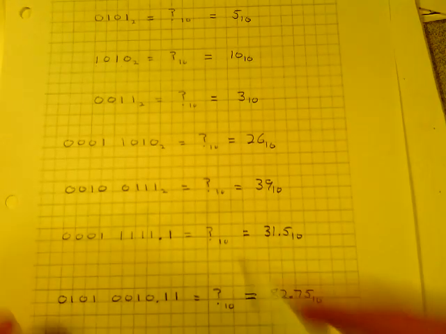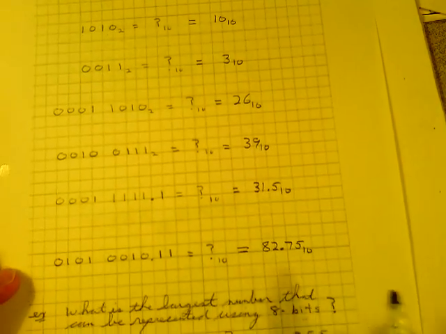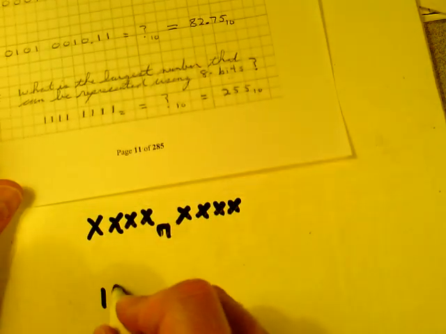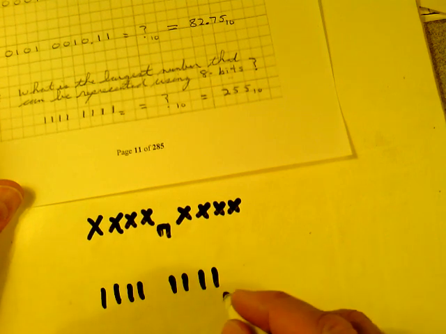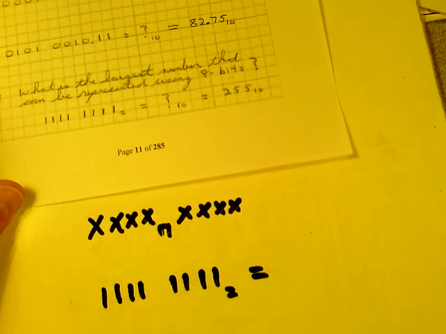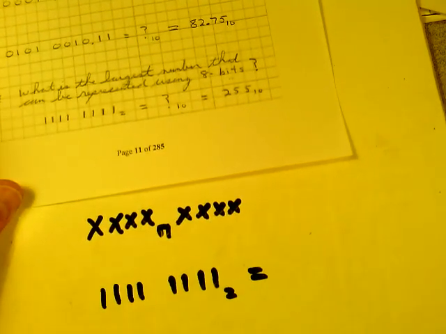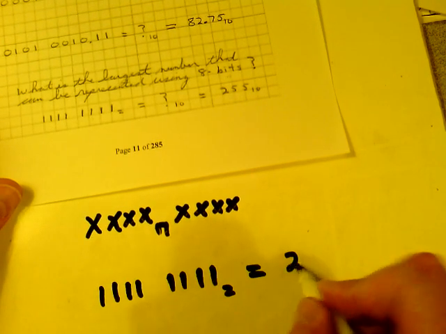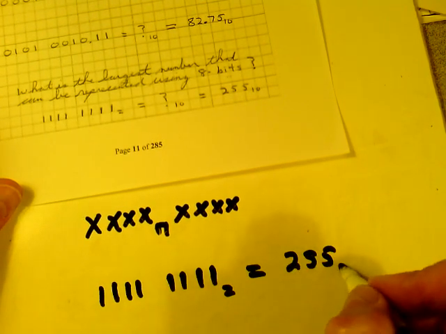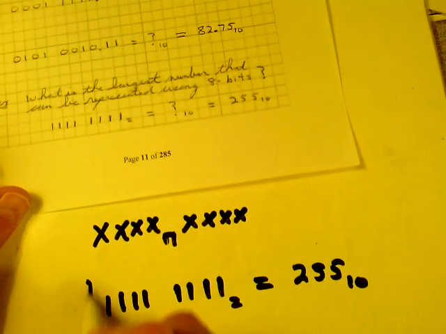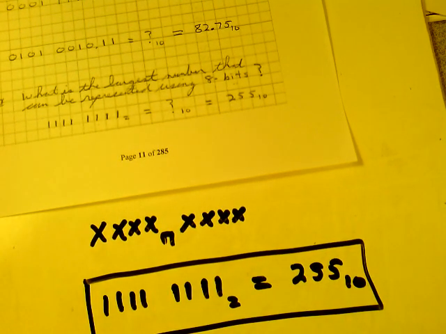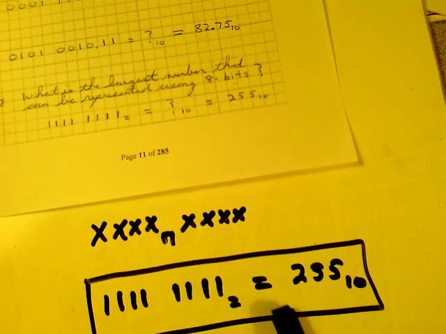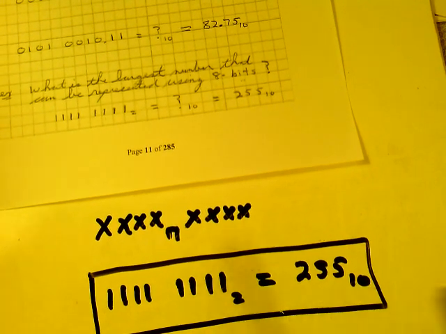I did that here in all these examples. But when you have a 1111 1111 in base 2, and you want to know what that is in base 10, you can add all those weights up, but I'll save you some time. It's 255 in base 10. You just memorize that, because you're going to use that many, many times this semester, and you're going to use it a lot in your careers.